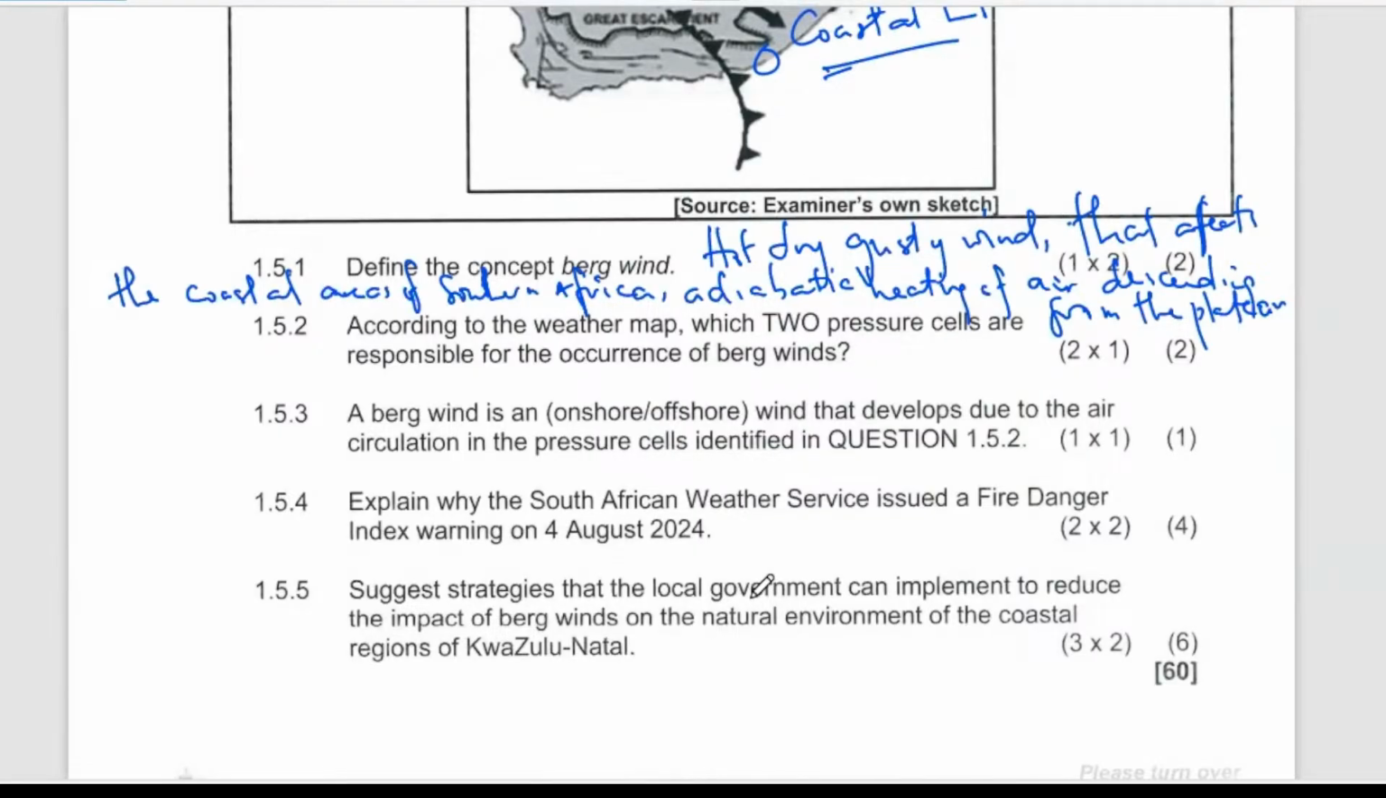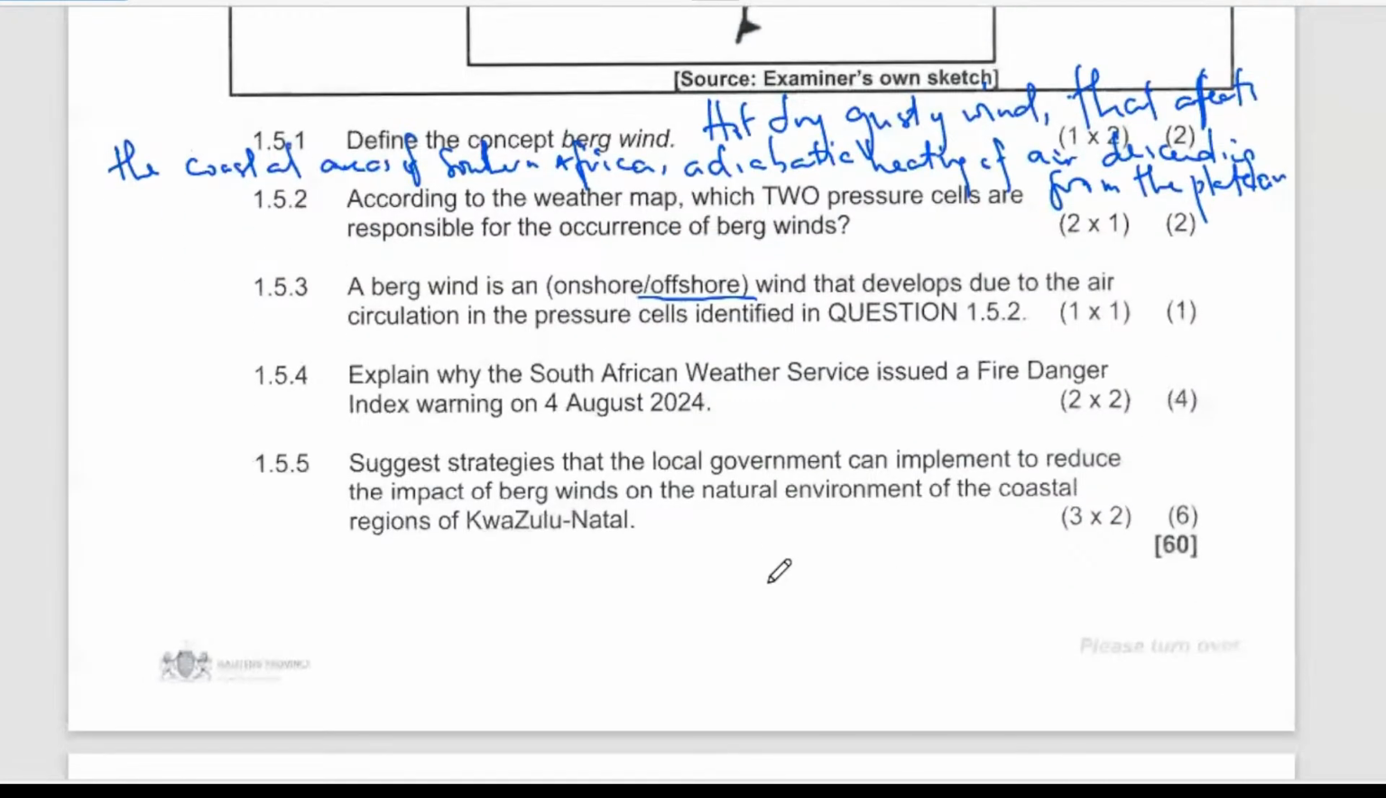Right. A Berg wind is an example of, is it an onshore or an offshore wind? We are saying the winds are coming from the plateau going to the ocean, which is offshore. Explain why the South African Weather Service issued a fire danger index on 4 August. We are expecting the coming of the Berg winds. Why did they issue a fire danger index? There is a high chance of fires occurring around the coastal areas. Right. What facilitates the fires? We are saying the Berg winds.